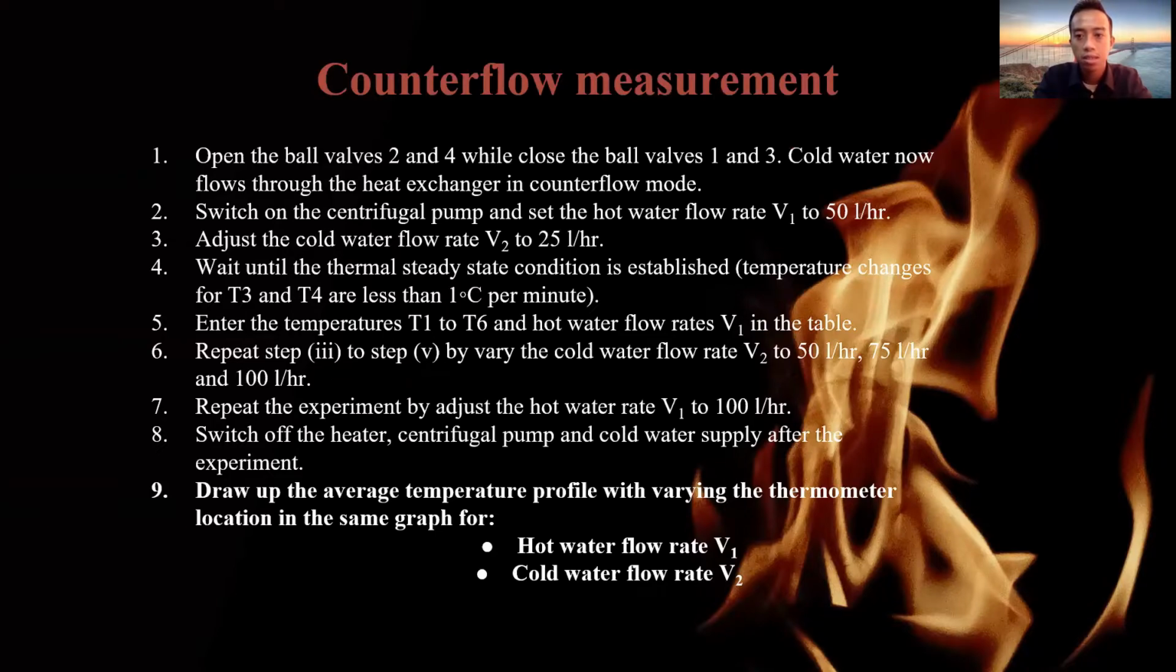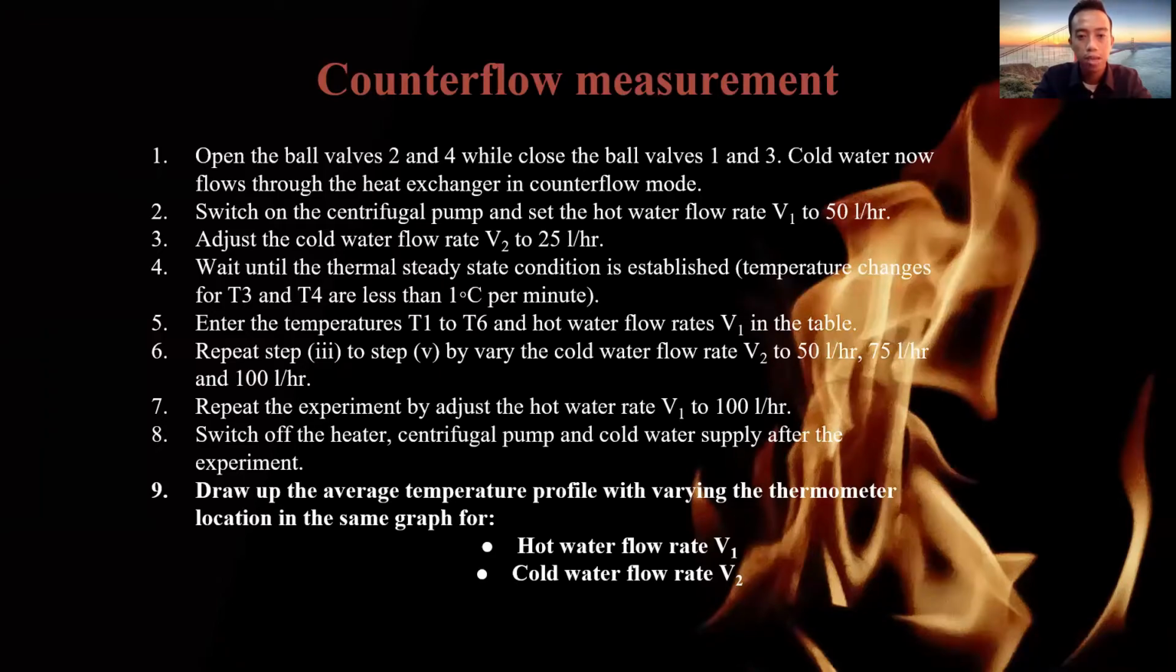wait until the thermal steady state condition is established. Temperature changes for temperature 3 and temperature 4 are less than 1 Celsius per minute. Then enter temperature 1 to temperature 6 and the hot water flow rate V1 in the table. Repeat step 3 to step 5 by varying the cool water flow rate V2 to 50 in 1 hour, and 75 in 1 hour, and 100 in 1 hour.